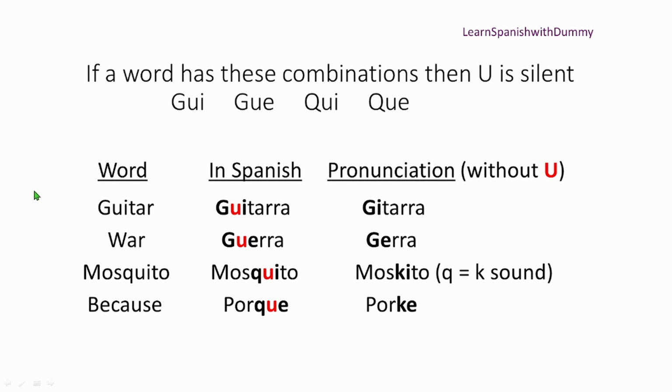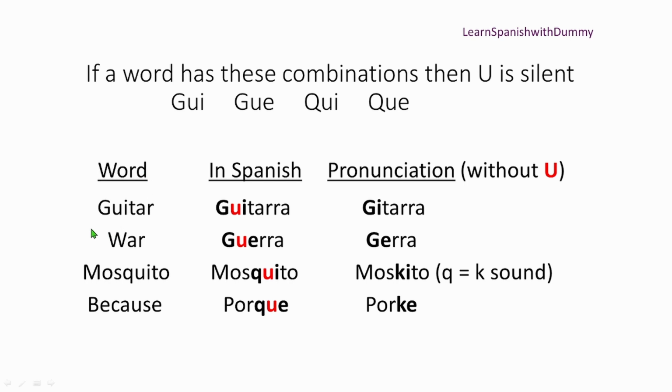Now we come here with some of the exceptions of some of the combinations. Here I have got one exception, that is if a word has these combinations, then U is silent. Whenever you see GUI, GUE, QUI and QUE, in this situation U is always silent. Alright, now you will understand what I'm trying to say.